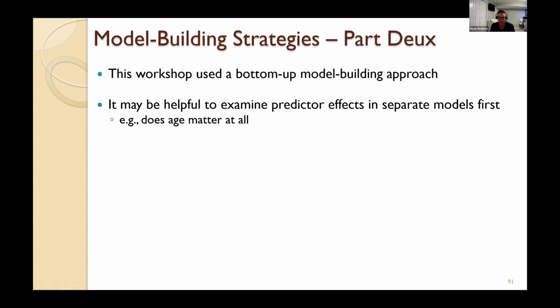Model building strategies part 2. It's like Hot Shots part 2. That's what I thought about when I wrote that. Charlie Sheen, that was like 93. Anyways, it's a terrible movie, but I think that's the point.